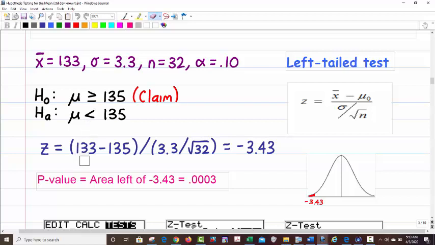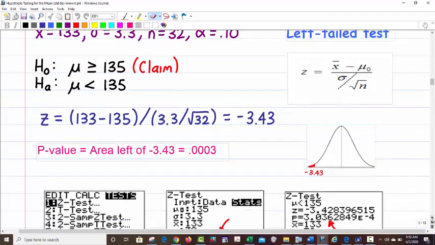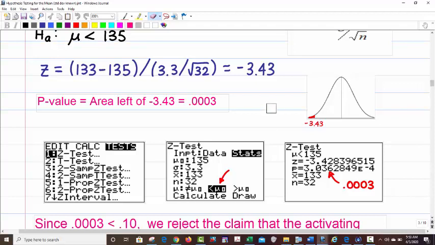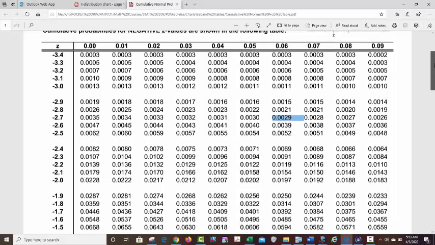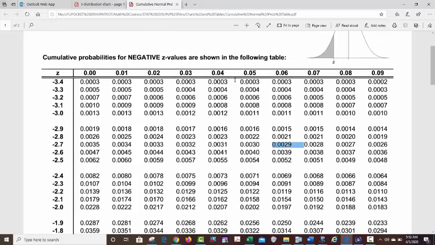So we put these in the formula. Of course, if you're using the z-test, you can do that, obviously. 133 minus 135 divided by 3.3 over the square root of 32. I didn't actually show the calculation here, but you can check that if you want to. I got negative 3.43. Since this is a left-tailed test, it's the area to the left of negative 3.43, which will be the exact number off of the chart. So I look up negative 3.43, or if it's off the chart, you can basically use 0.001 or just 0. If it goes off the chart on the negative side, you can pretty much guarantee it's going to be rejection. Whatever it was right there, it's super, super small.